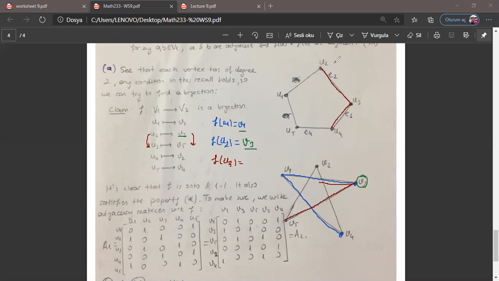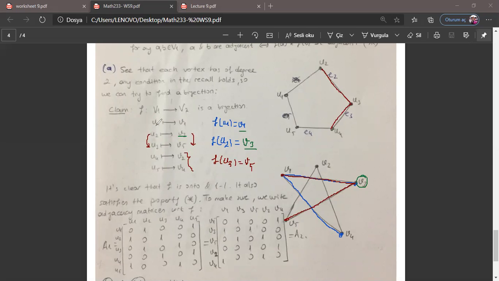This and this, and this. But we cannot choose V1 because it's the image of U1 and we want f to be a bijection. In particular, we want it to be injective, one-to-one. So we cannot choose V1 for that. So the remaining vertex is V5. So we choose V5 there. Similarly, we complete the rest and get this function.